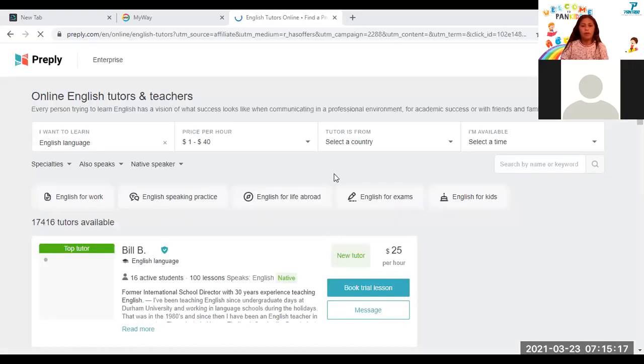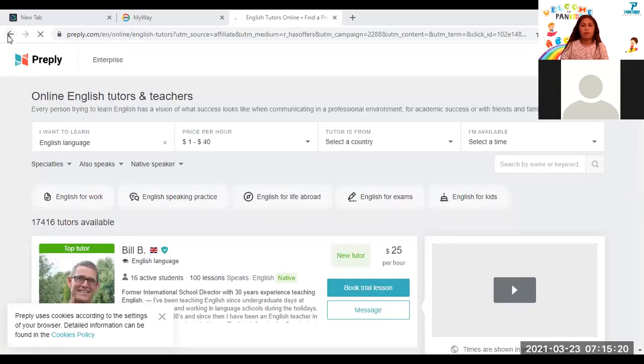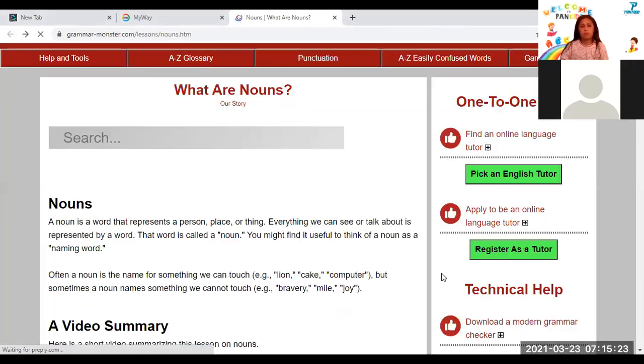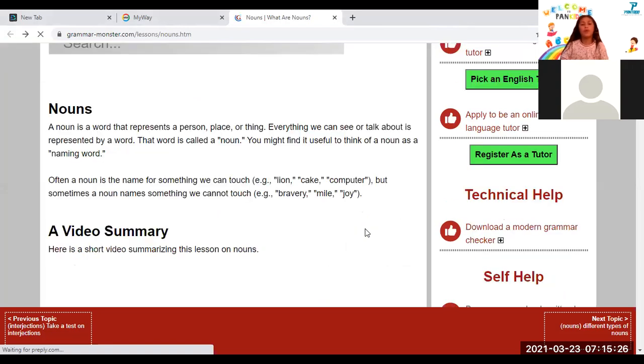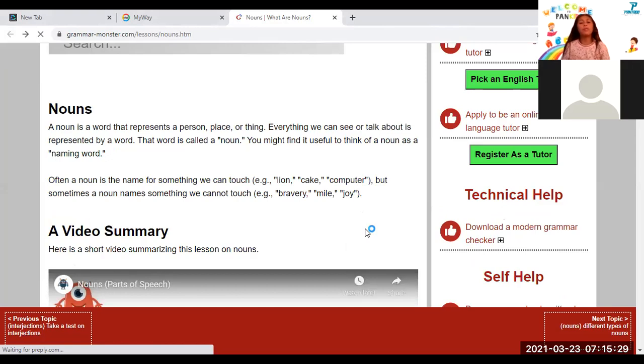What are nouns? First, a noun is a word that represents a person, a place, or a thing. It represents the name of a person, a place, or a thing. When we say the name of a person, like Uyen, Anne, Jillian, Bob, Hannah, any name of a person.